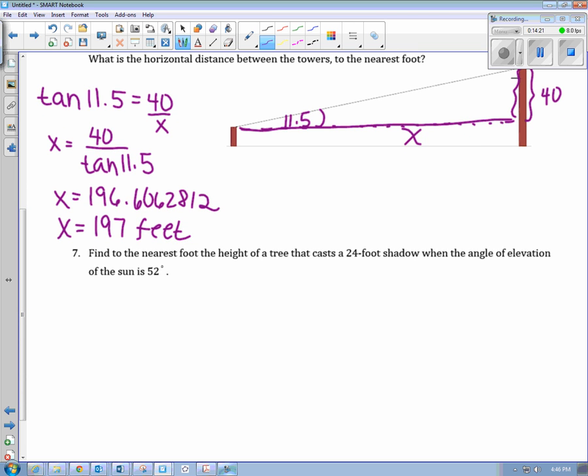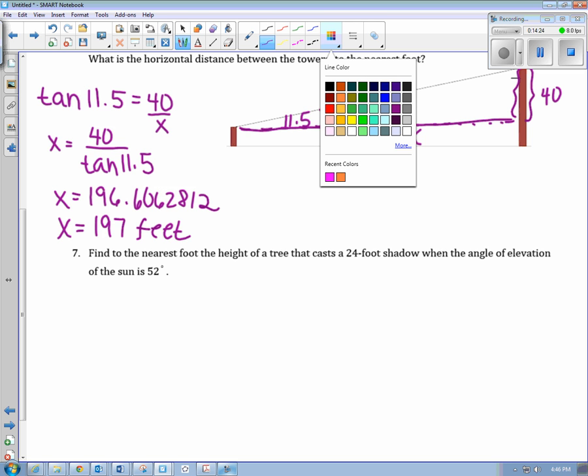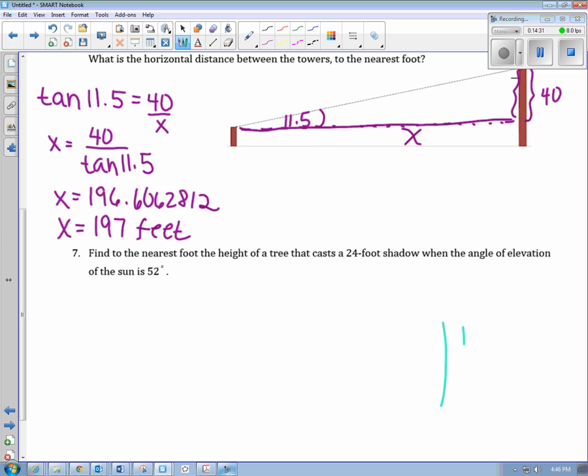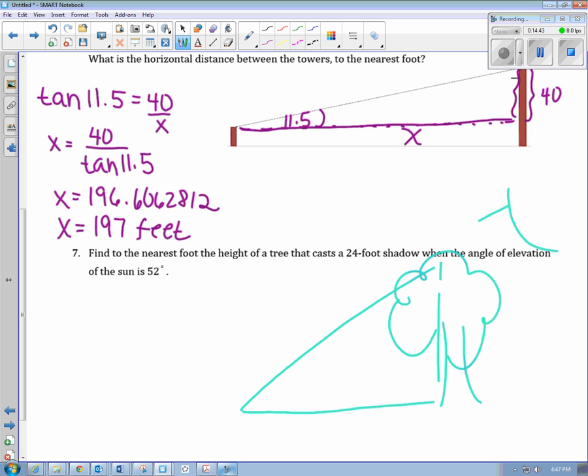Question number 7, they do not draw us a picture. It's one of those where we're in charge of drawing our own. It says find the height of the tree. If the tree casts a shadow that's 24 feet long, now just keep in mind, your shadow is always on the ground. So the sun is up here, shining down, and the tree's shadow is going to be right here on the ground. Doesn't get up and walk around behind it, it's always on the ground. And it says that the angle of elevation to the sun is 52 degrees, wants to know the height of the tree. So I am essentially looking for how tall this tree is over here.